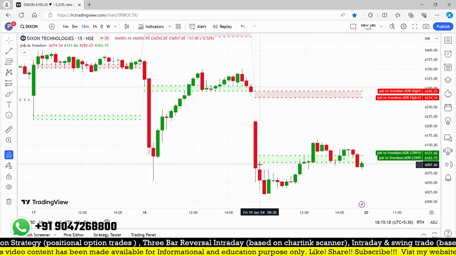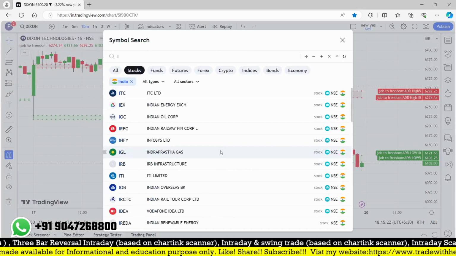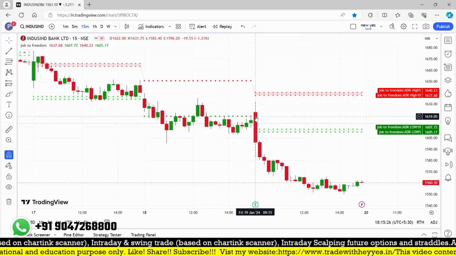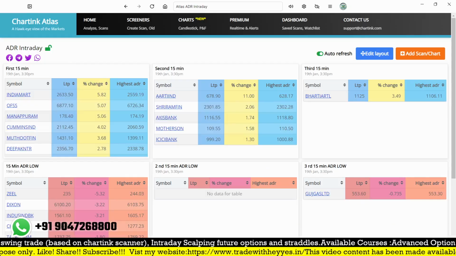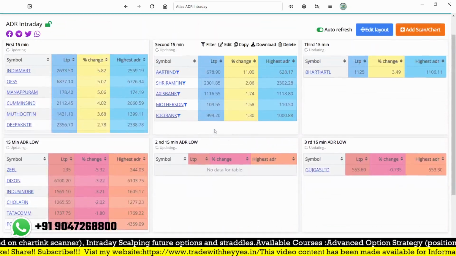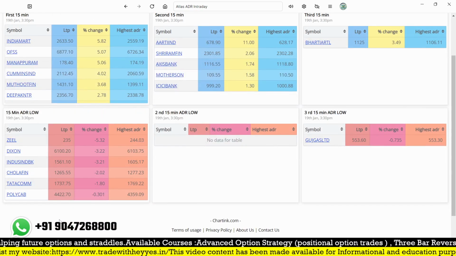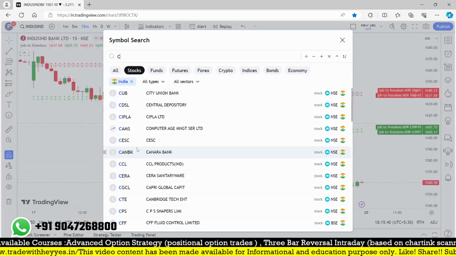Today we have updated some 3 scanners, a huge one in Dixon and IndusInd Bank. IndusInd Bank, that is another one. So after breaking the low, it kept moving lower. And any other stocks where it is happening on the first or second candle? I think some of them are Chola Finance, something like that. And on the third candle, Gujarat Gas, Chola Finance.